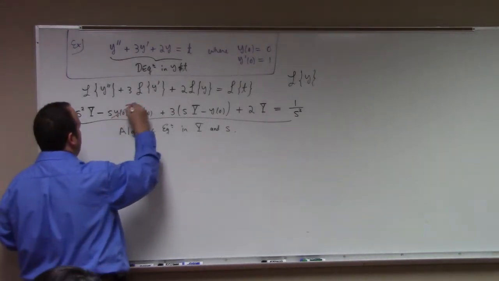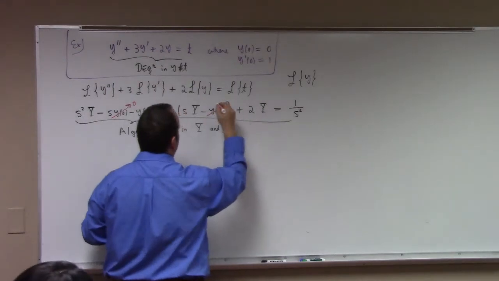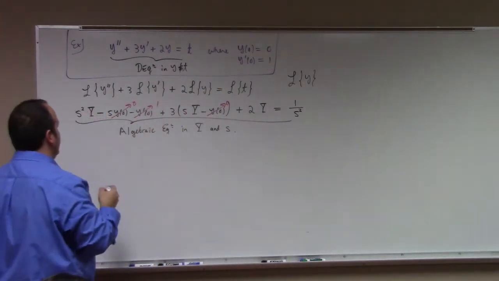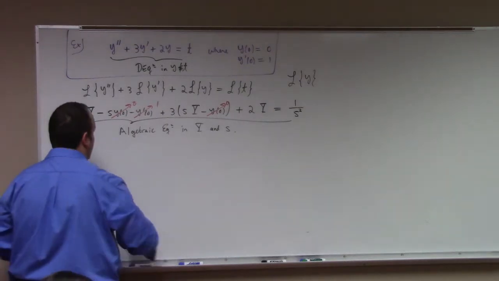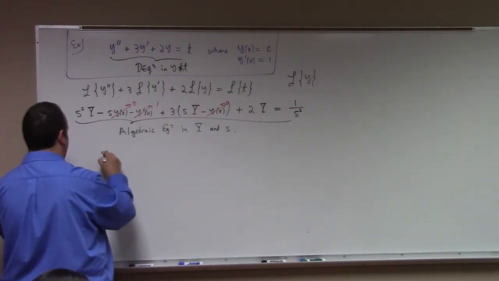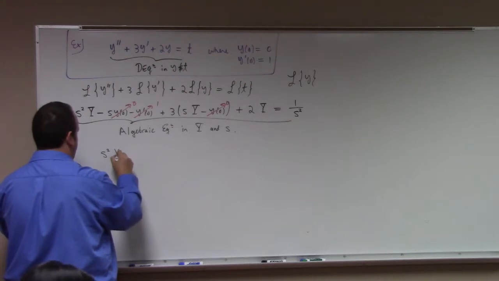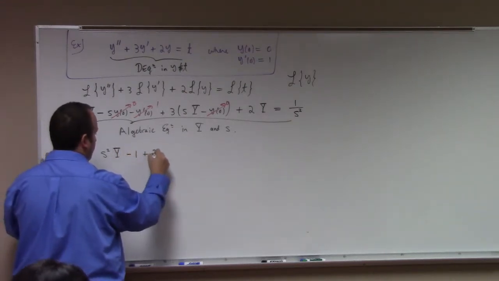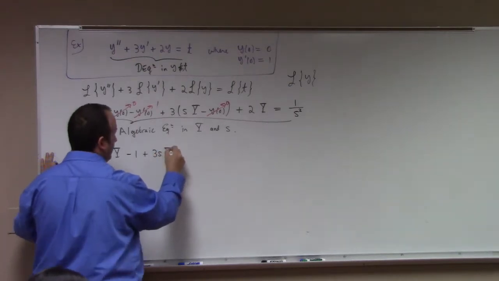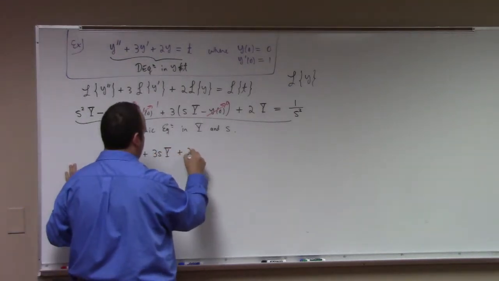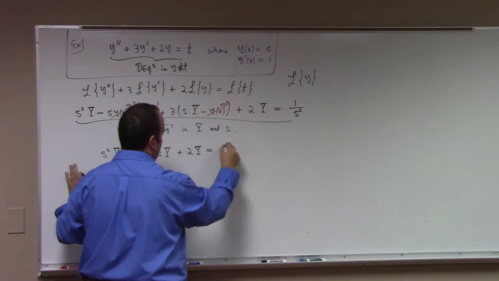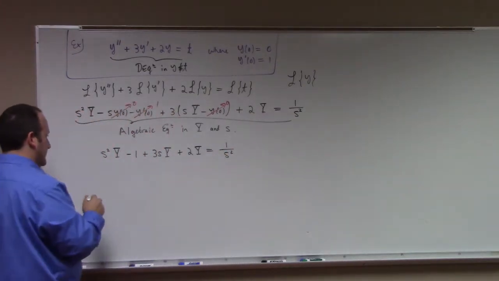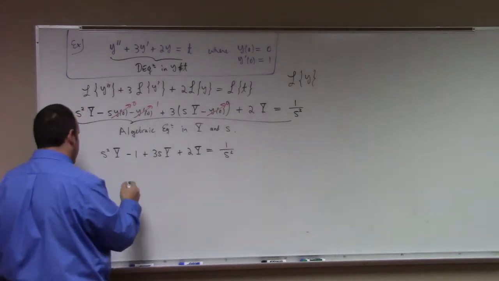So y of 0 is given to be 0, right? And so that's 0. This is 0. This is 1, right? And so what do we got? We've got s squared times big Y minus 1 plus 3s times big Y plus 2 times big Y equals 1 over s squared. Great. So let's solve for big Y. That's our goal.